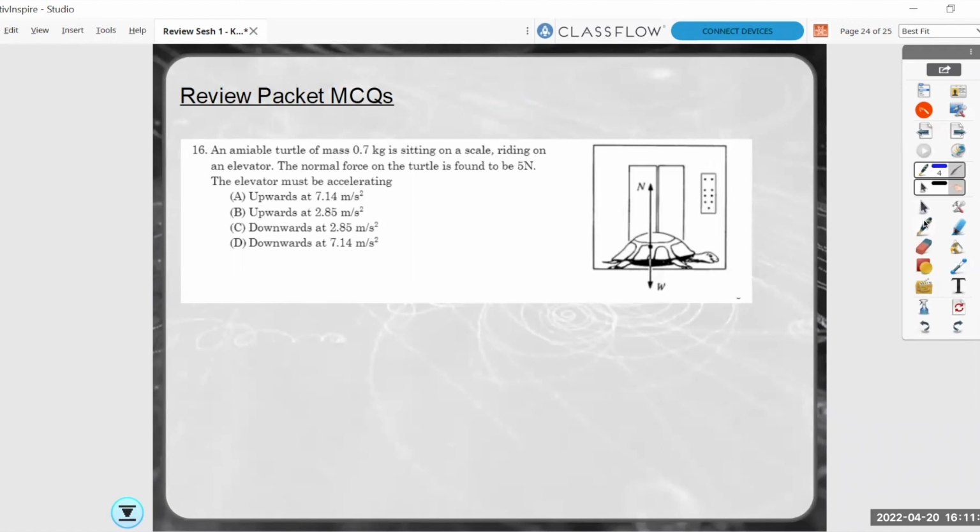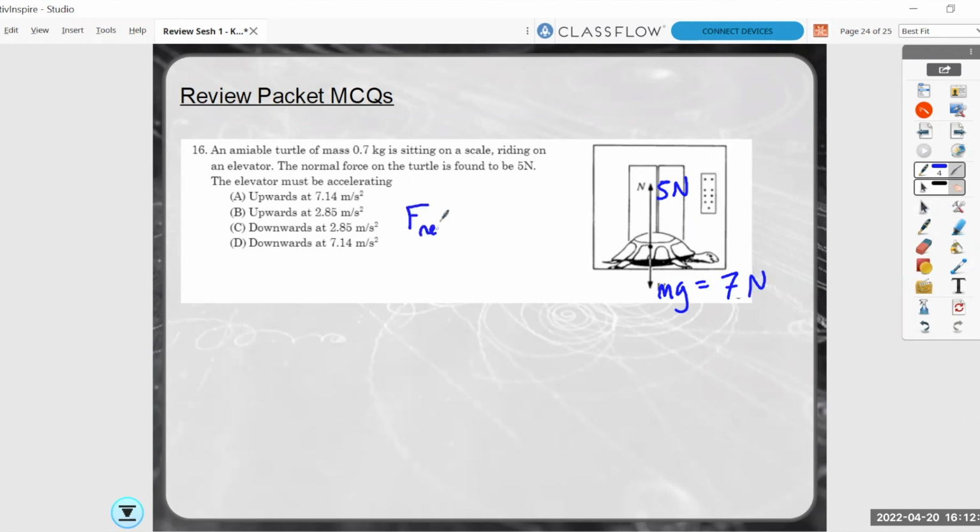The normal force is 5 newtons. The way the free body diagram has been drawn here for us is a little misleading. The normal force is 5 newtons. What's the force of gravity going to be here? We've got a mass of 0.7. Gravity's 10. Seven newtons. Well, we've got 7 newtons down, 5 newtons up.